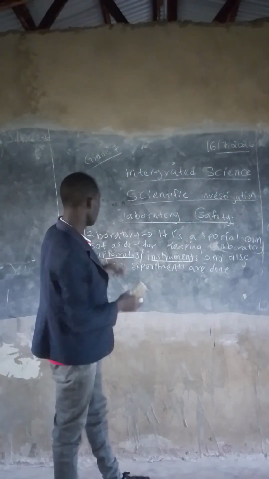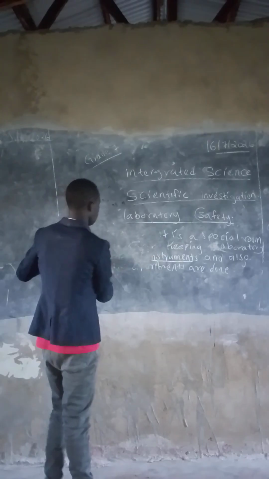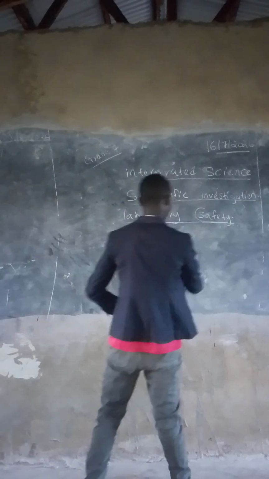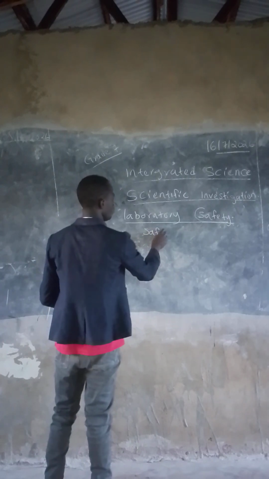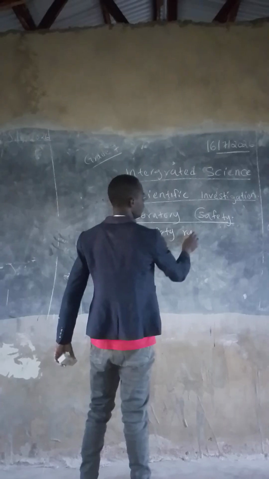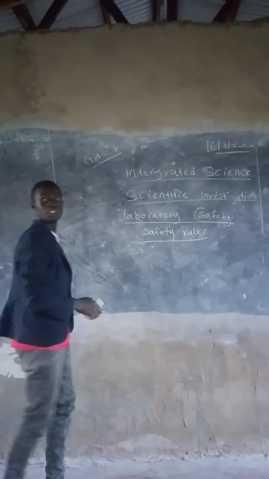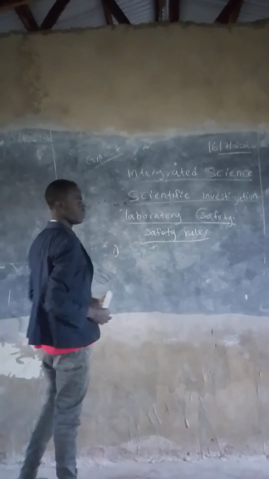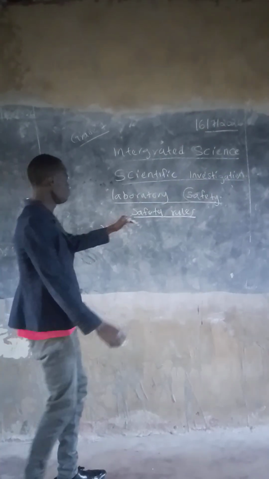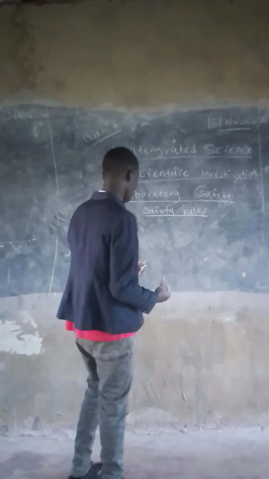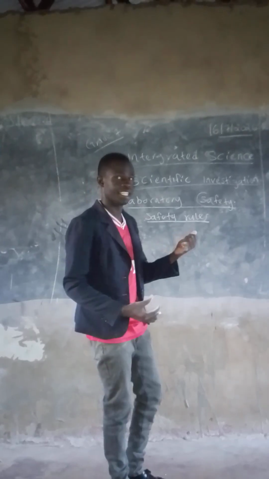Now, let us look at safety rules. Safety rules in the lab. Now, this is our last bit of our lesson today. Safety rules, rules that we should observe while in the laboratory. Here we will be mentioning some of these rules that will help us to be safe while in the laboratory.